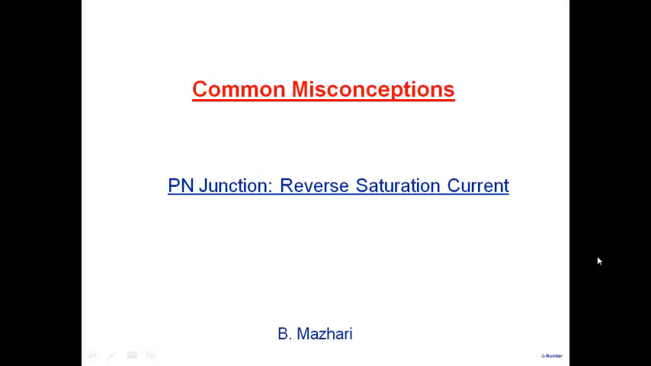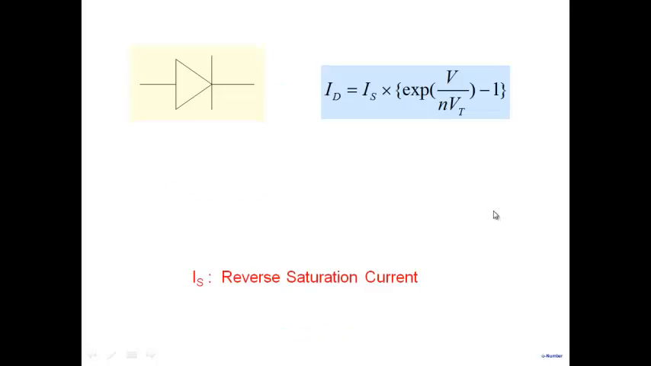All right. So there is a point that we have gone through, but I would like to emphasize here a common misconception that one has about a PN junction regarding the reverse saturation current. We have discussed it in the notes, but let me emphasize it once more here. We have a diode. This is the equation that we recognize about a diode, right? ID equal to IS exponent V by NVT minus 1.